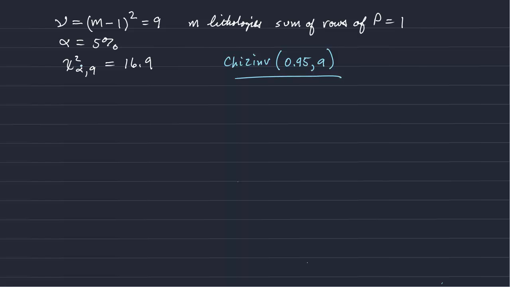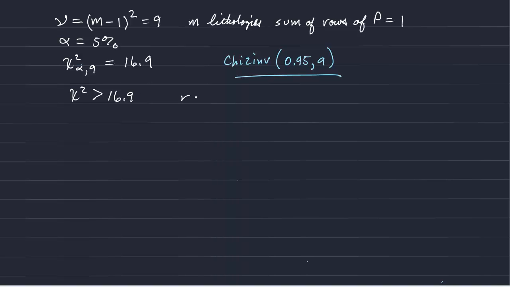In the table, you would look up alpha, which is equal to 5%. And we find that our observed value of chi-squared is greater than 16.9. So we must reject our null hypothesis that all the lithologies are independent. The result is that there is some evidence for a dependence of successive lithologies at the 5% significance level. So this concludes example 5-1, and this was a first order Markov chain.